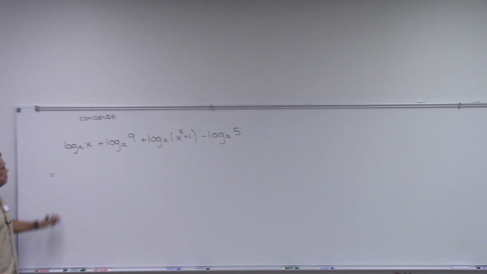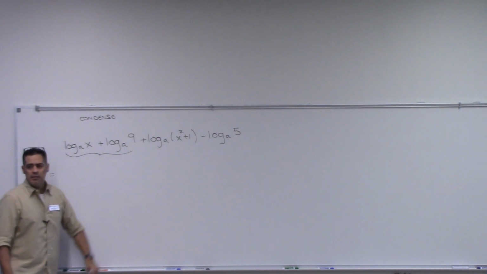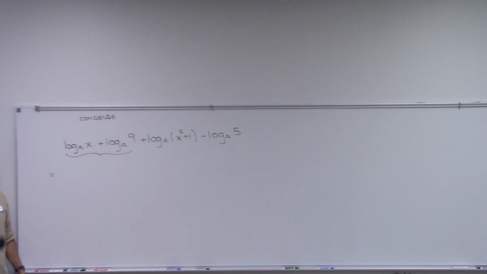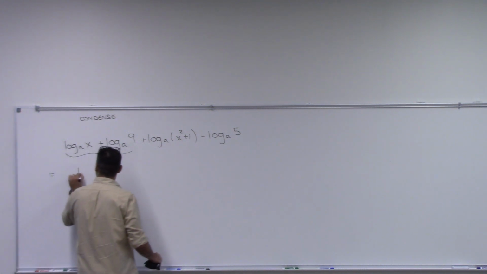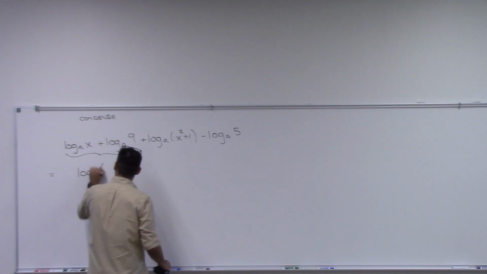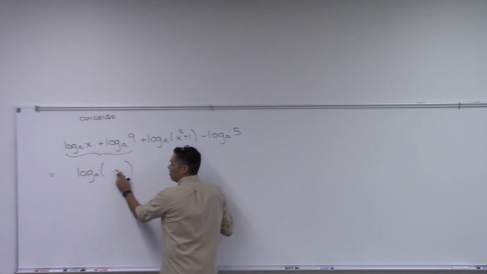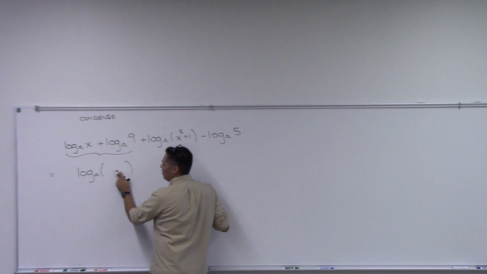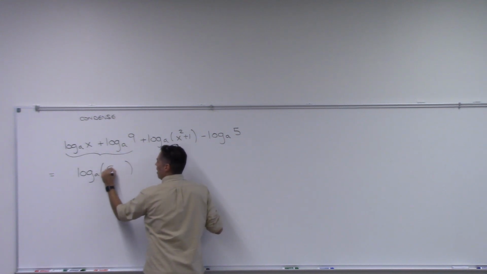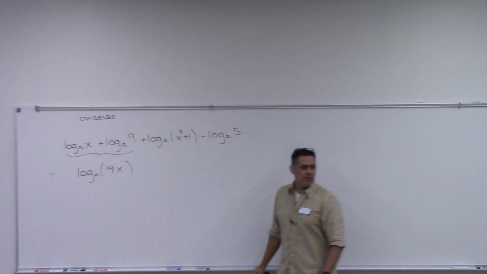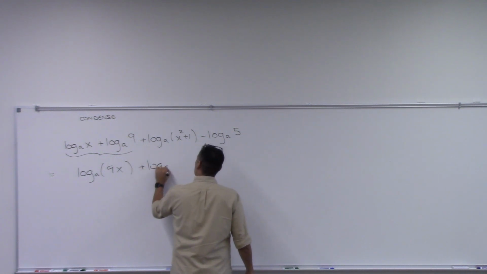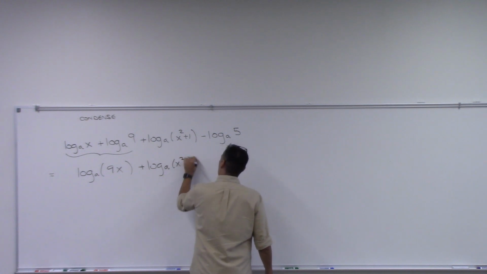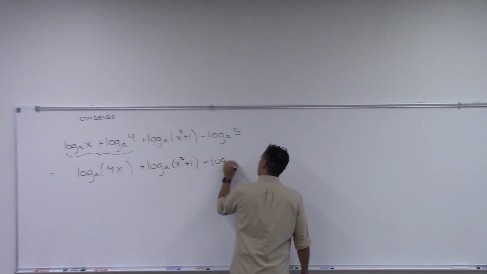We'll go slow. Can I put those two together into a single log? Yeah, I have addition between two logs. Okay, put that into one log. It'll be a single log, and inside of the log I'll have what operation? Multiplication, and I'm multiplying what together? X and 9. Isn't that just 9x? Now I still have log base a of x squared plus 1, and then minus log base a of 5.